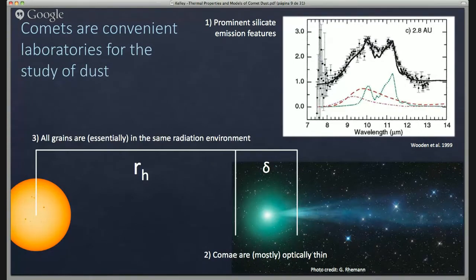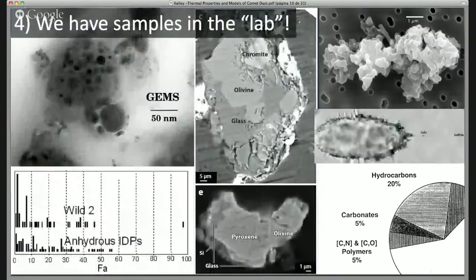Second, comets are optically thin. Comet comae are optically thin, so you can essentially treat a mote of dust as an independent item, independent from the rest of the coma. And then point number 3, all grains are essentially in the same radiation environment. So compared to the heliocentric distance, the source of all the energy, the size of the coma is small. So they all see the same flux from the sun. And number 4, well, we have samples and we can study those in the lab, whether the lab is on Earth or the lab is on a spacecraft. And this is why we're in planetary science, right?